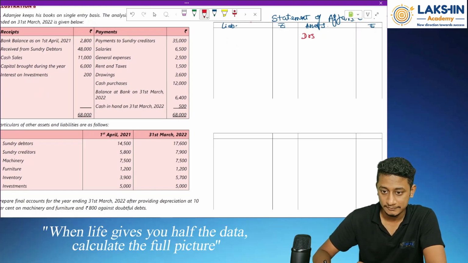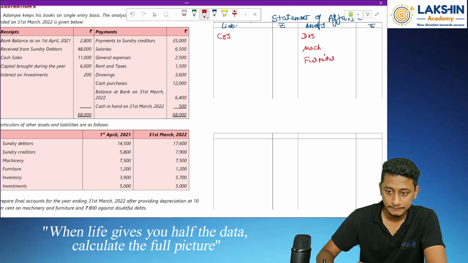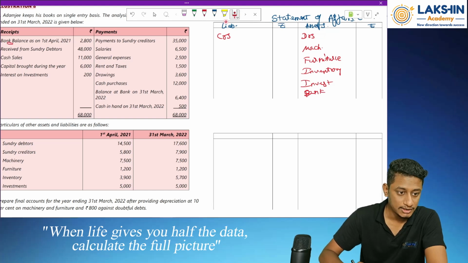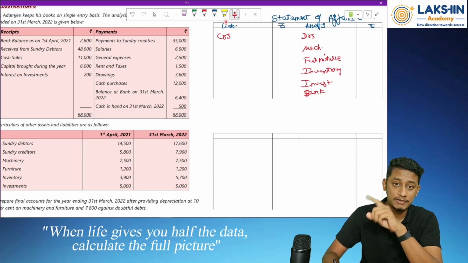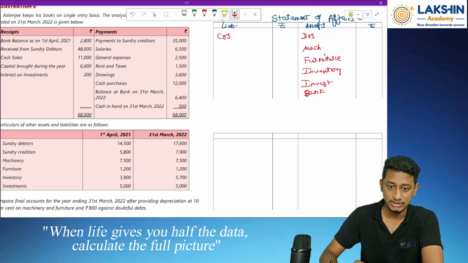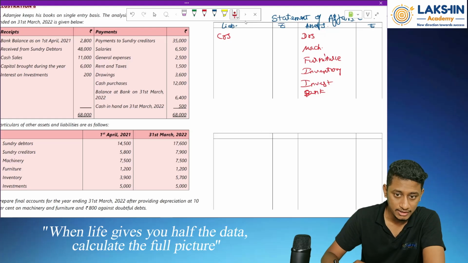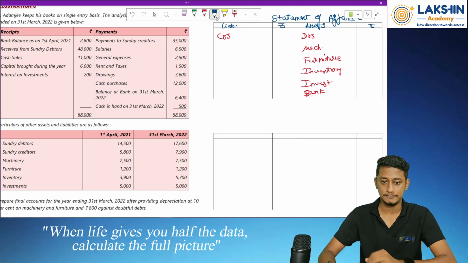So now let's put all the values. We have debtors, then we have creditors over here, then we have machinery, furniture, and we have inventory, we have investment, and we have balance of bank also, right? Because if you see, the bank balance is given to us clearly. This is the opening balance of cash or bank which is given to us. This will also be an asset to us. Then what else is given? Yes, I think we are done. Okay, so let us figure out the values.